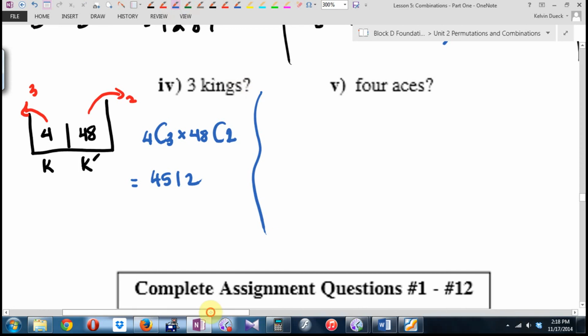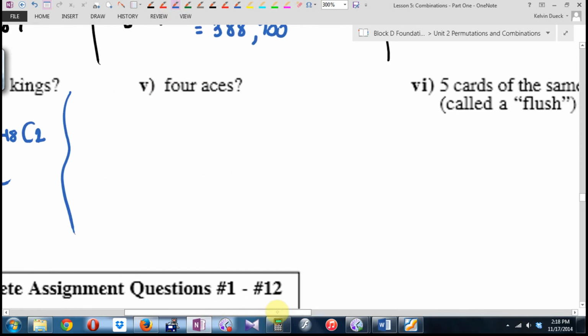4 aces. 4 aces, good hand or bad hand? Very good hand, so I'm expecting a small number. 2 more and we're done. What's my bucket going to look like? What am I going to have as my subcategories or as my subcommittees in my bucket? Aces and not aces. Try this one on your own. I'll do it up here. Let's see if we get the same thing.